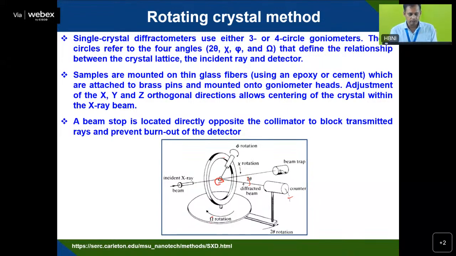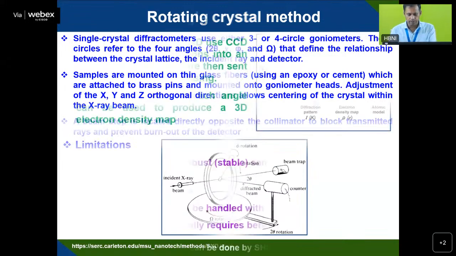So you mainly see the diffracted beams. The other reason to keep the beam stop is to prevent burn-up of the detectors. If your detector sometimes comes to this position, it can burn up, so you have to stop that. This is the main use of the beam stopper.